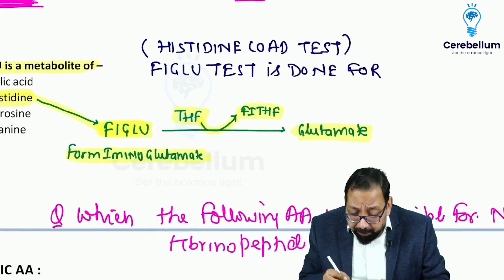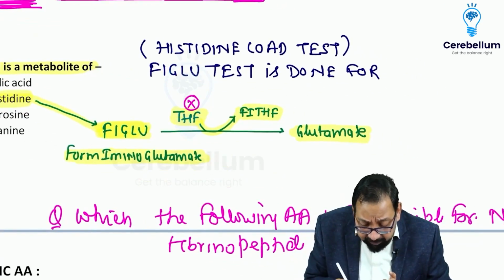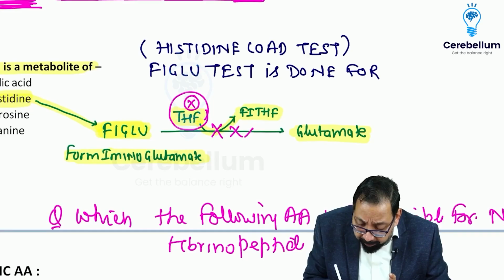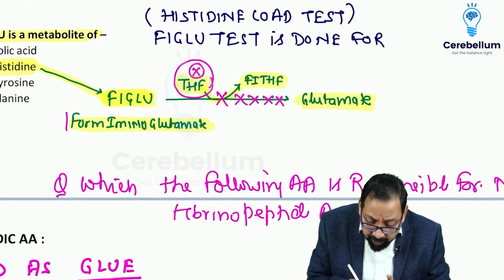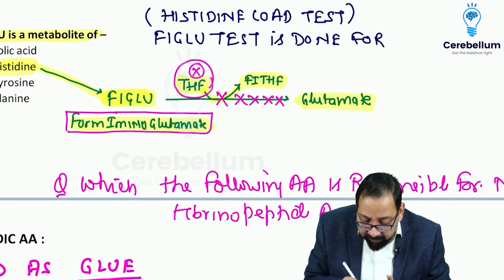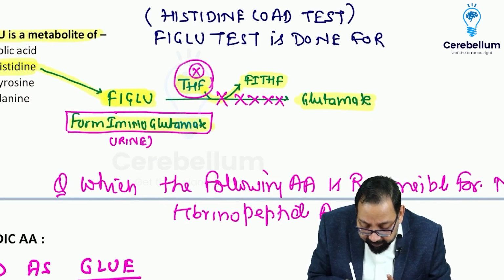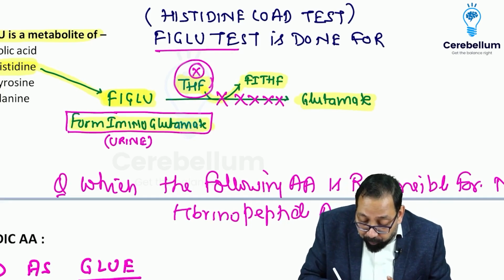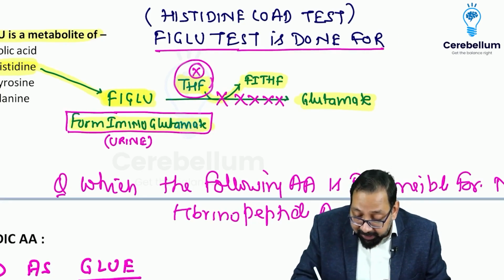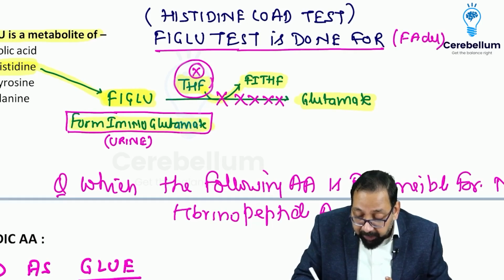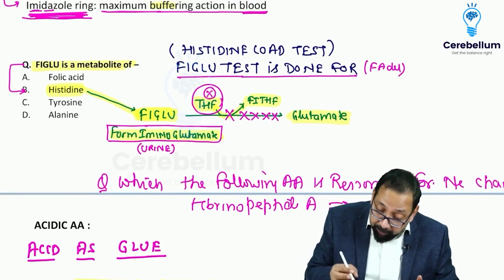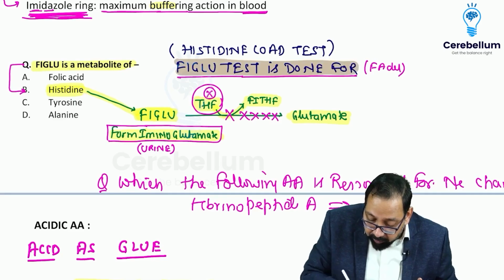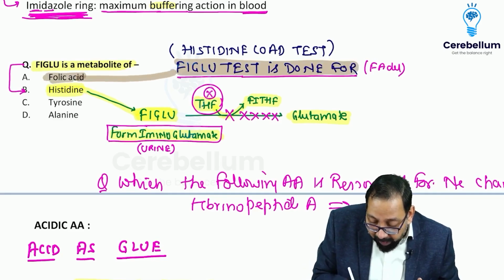If a patient has folic acid deficiency, then FIGLU will not be converted to glutamate and FIGLU will be excreted. This formiminoglutamate will be excreted in urine. So in folic acid deficiency, FIGLU will be excreted in urine. FIGLU test positive. So the FIGLU test is done for folic acid deficiency. In the same question, if they ask that the FIGLU test is done for, the answer would be A, folic acid.